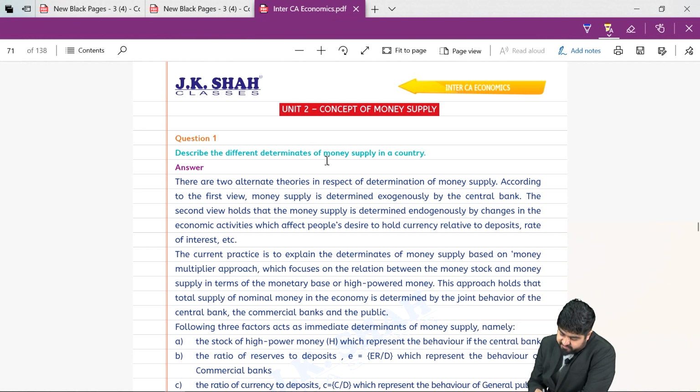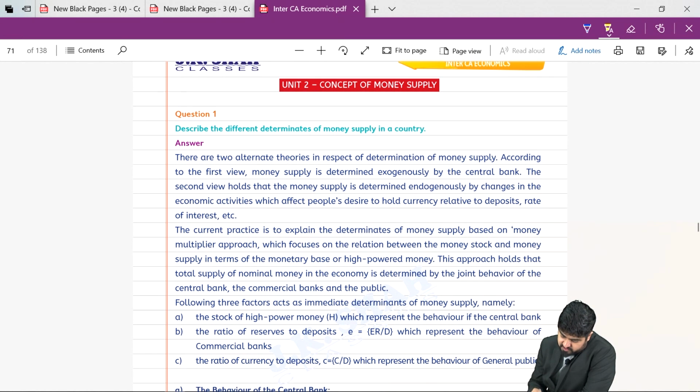Describe the different determinants of money supply in the country. So there is determination according to the first view: money supply is determined exogenously by the central bank, and the other view says money supply is determined endogenously. Come on, you know this, yes, no? Yes.